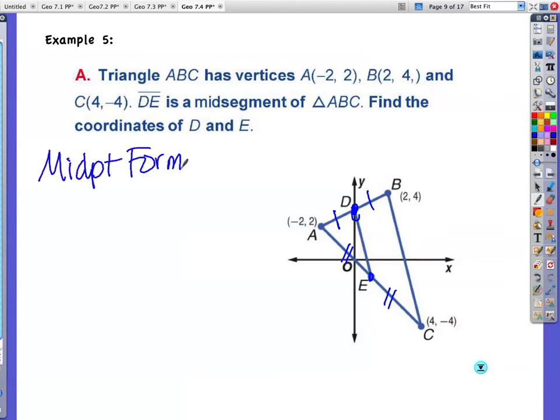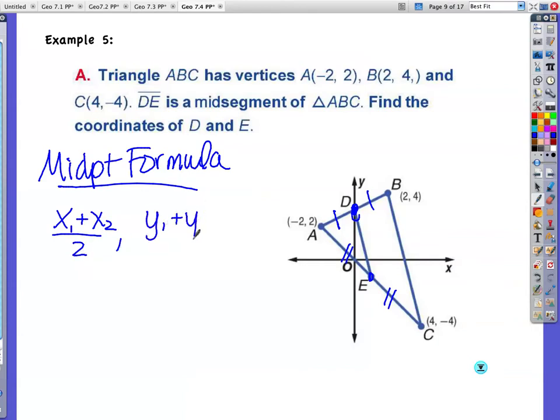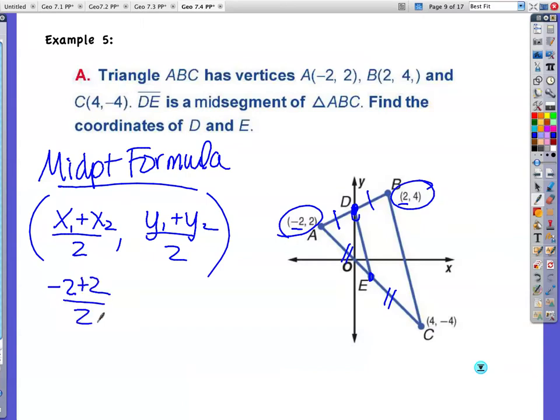Now let's take a little walk down memory lane. What is that formula again? X1 plus X2 divided by 2, and then you have Y1 plus Y2 divided by 2. That's your new X and Y values for the midpoint. Well, let's use it. I'm going to find the midpoint using these two. I'm going to take my X values and add them together. So that's -2 right here, and then my other X value is 2 plus 2, and I'm going to divide it by 2.